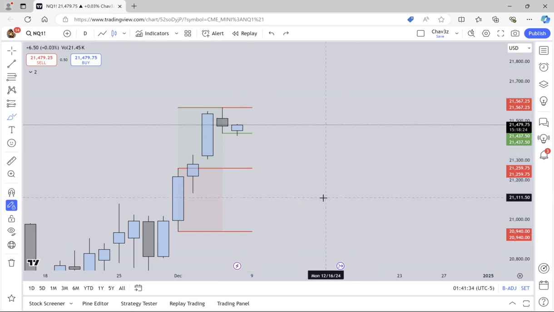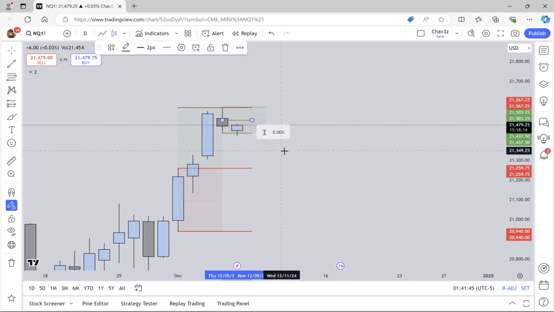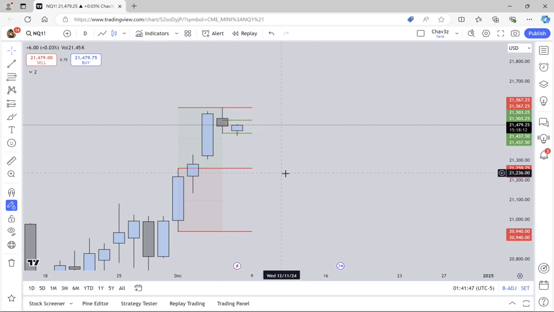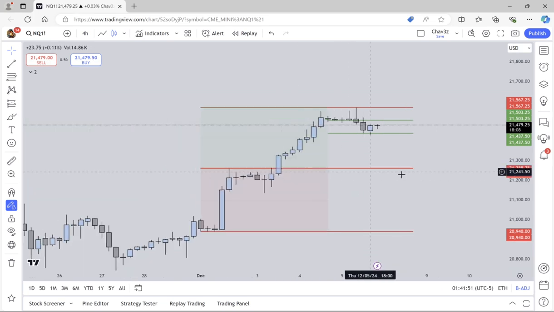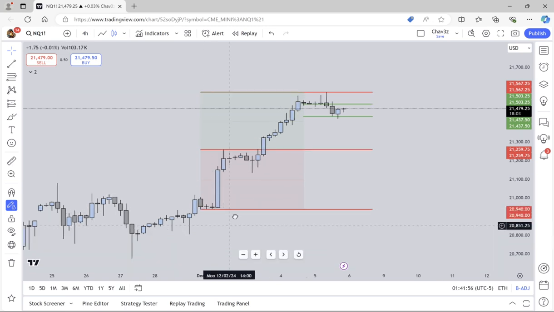So we'll go to the 1 day equilibrium. Again, I love the equilibrium. So we're going to go here. We're going to do the 1 day EQ. All right, we'll get rid of this bad boy. And then we're going to go to the 4 hour. We're going to look at the 4 hour, and we already have our dealing range.